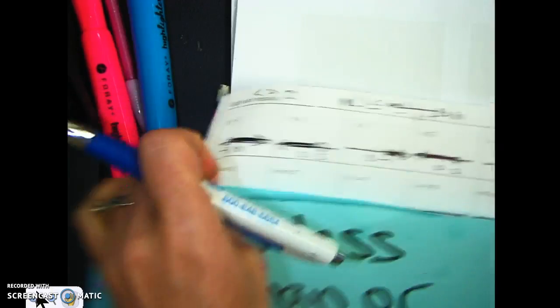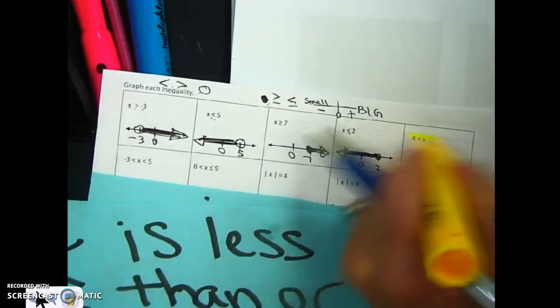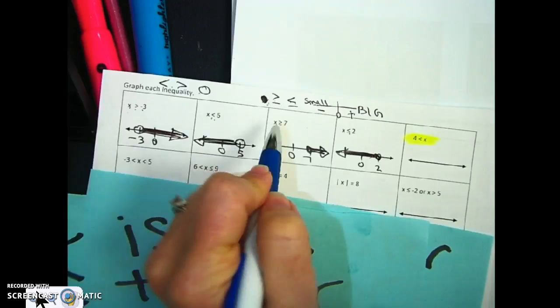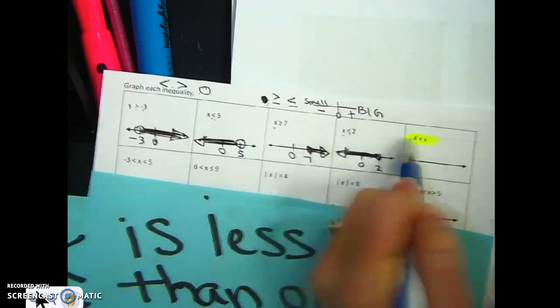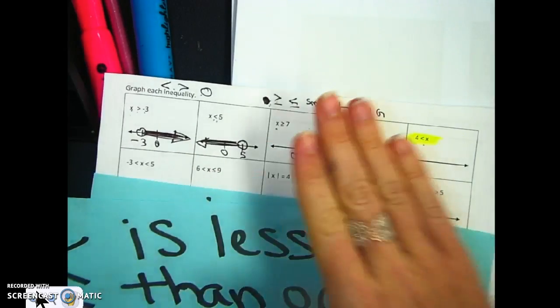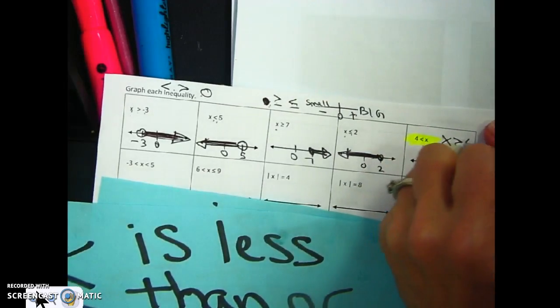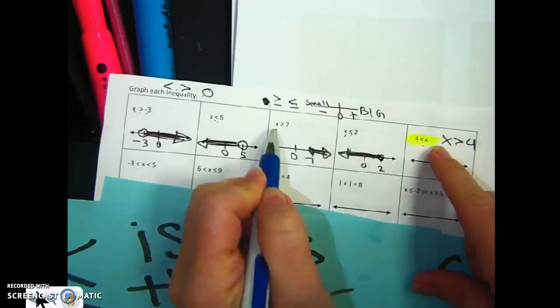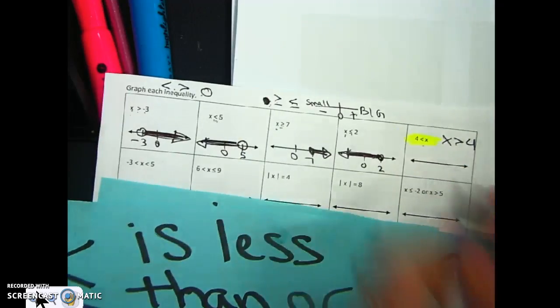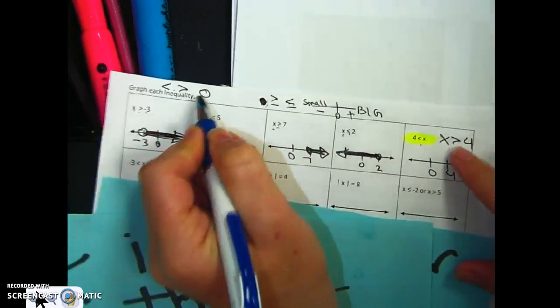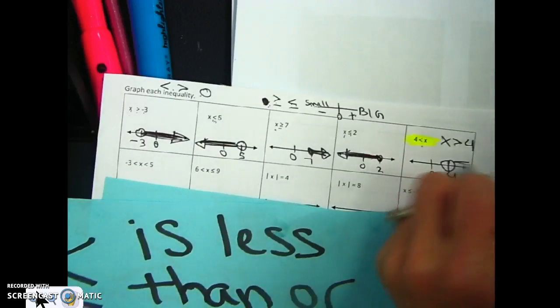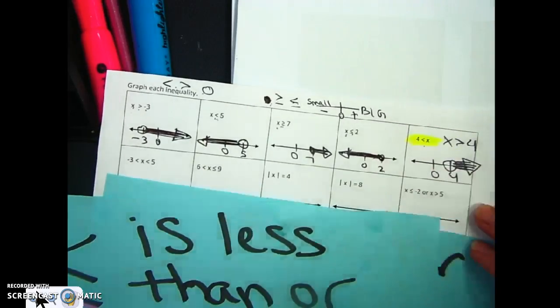Now, this next one's a little bit different, so I'm going to highlight it. If you look at all these other ones, the x is on the left, the x is on the left, the x is on the left, the x is on the left, but here the x is on the right, which means instead of being forwards, it's backwards. So now I need to switch everything so that x is on the left. 0, 4, open circle, bigger, forever.